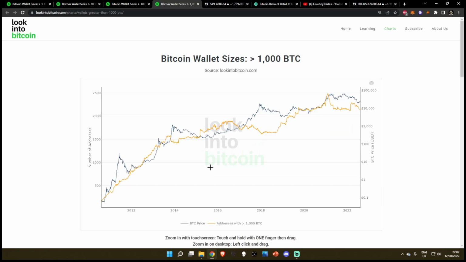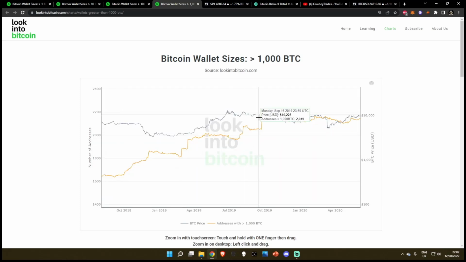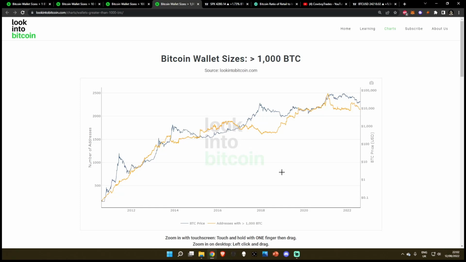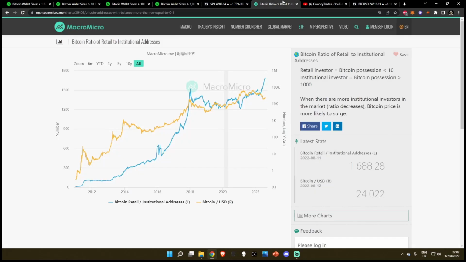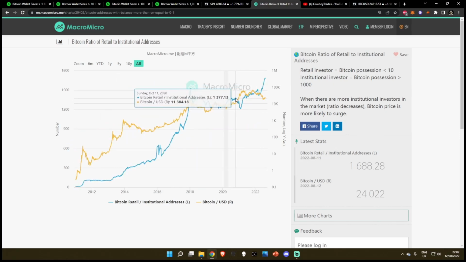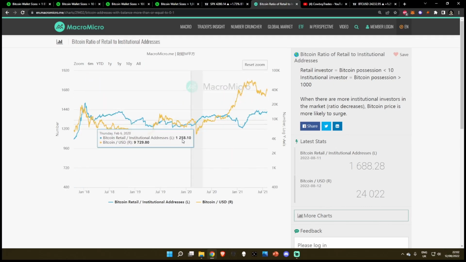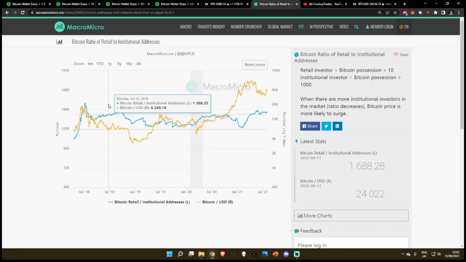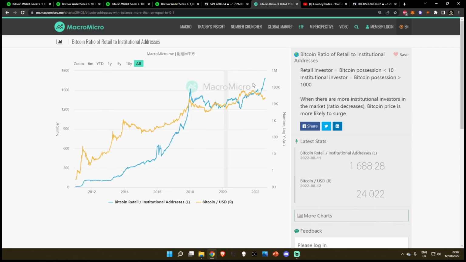Institutional addresses, whales, whatever you want to call them, they've done a great job of navigating through this market. And you can see they heavily DCA'd from 2018. And this is why I like to associate this most recent bull run as the institutional bull run. You can see the ratio of retail to institutional addresses absolutely capitulated during the phase between round about 2020 all the way down to 2021. But you can actually see since 2018 all the way down to this region in 2021, the ratio was decreasing once again, meaning that more institutions were taking place of this market.